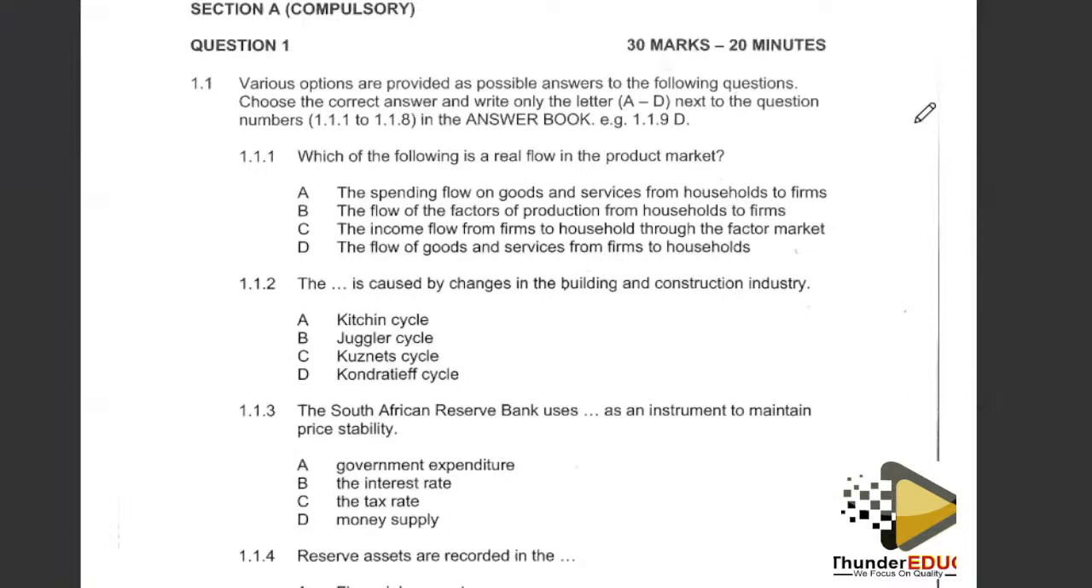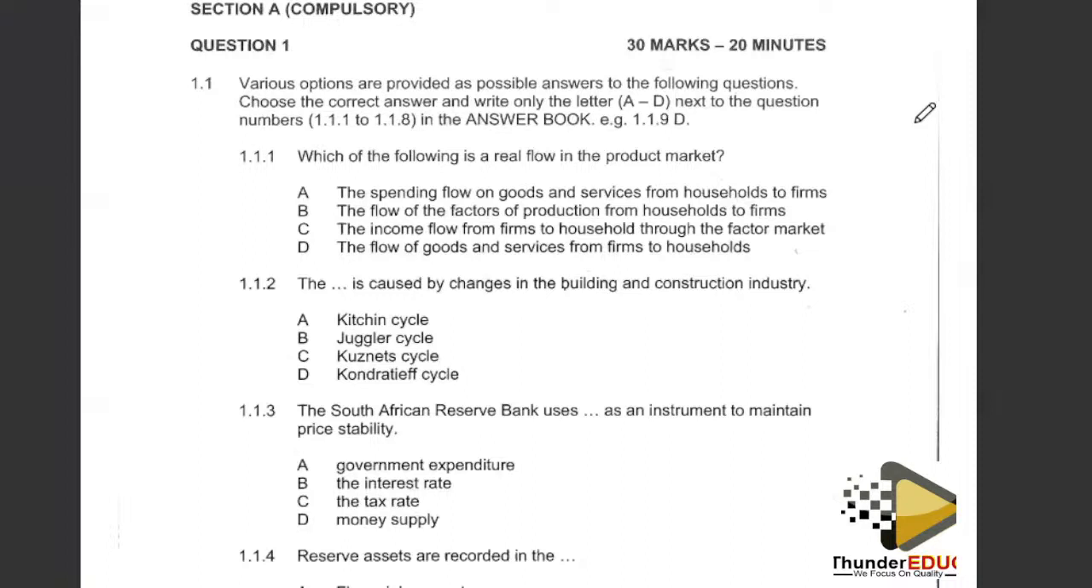Okay, right. So now, let's start the work. 1.1.1 reads as follows: Which of the following is a real flaw in the product market? Remember, grade 12s, before you jump onto answers, you should always make sure that you understand the key concepts given in a question. Also, you must check the action verbs that have been used in that particular question.